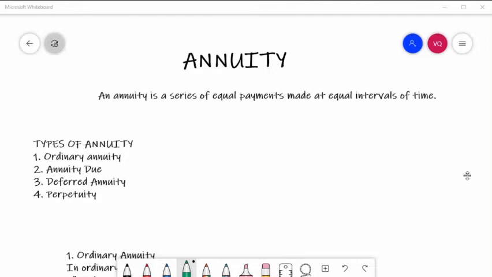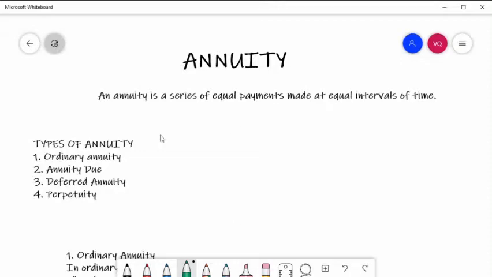Next topic natin is about annuity. So let's define what is annuity or annuities. An annuity is a series of equal payments made at equal intervals of time. So this is done yearly, annually. Financial activities like installment payments, monthly rentals, life insurance premium, monthly retirement benefits are familiar examples of annuity.